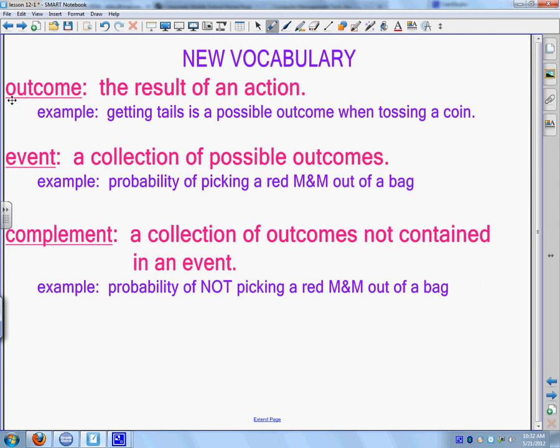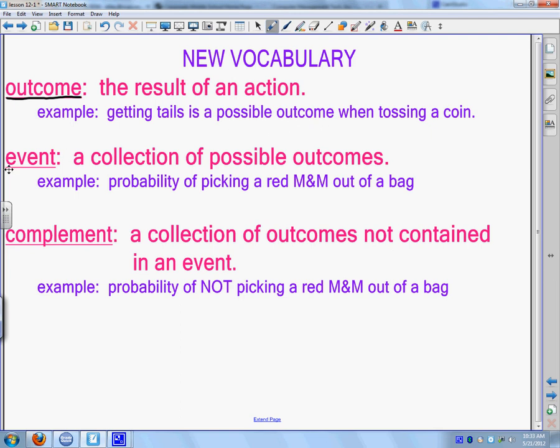First we have outcome. So write down outcome. It is the result of an action. So let's say I flip a coin and get tails. Getting tails is a possible outcome when tossing a coin.